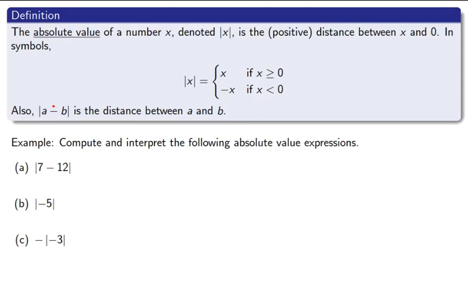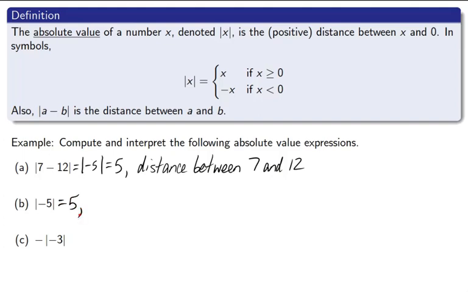Let's look at these absolute value expressions. So absolute value of 7 minus 12. Let's just write that down. 7 minus 12 is negative 5. And the absolute value of negative 5 is 5. So what does this mean? Well, let's look above. It's the distance between 7 and 12. So let's write that down. Distance between 7 and 12.